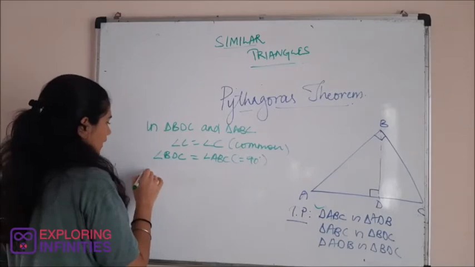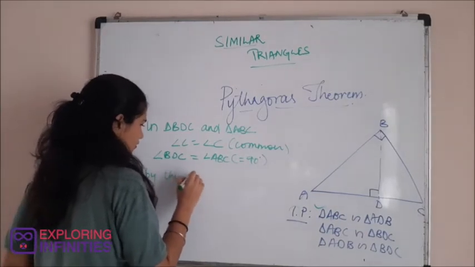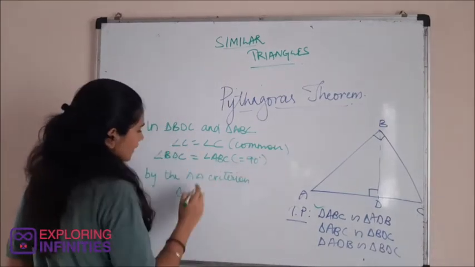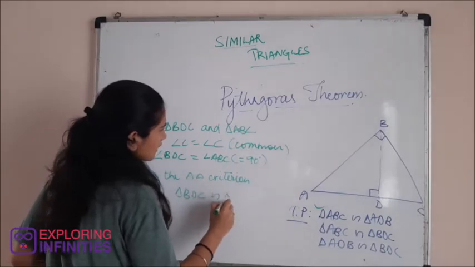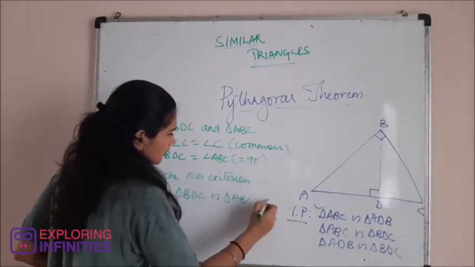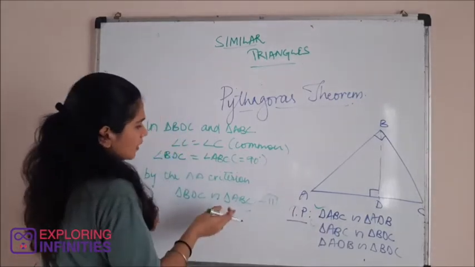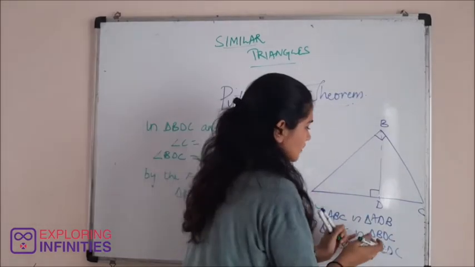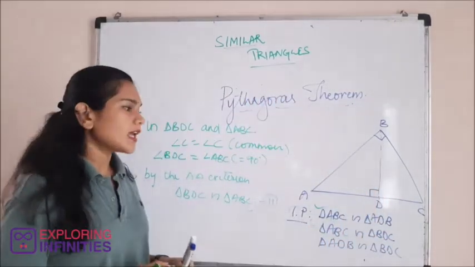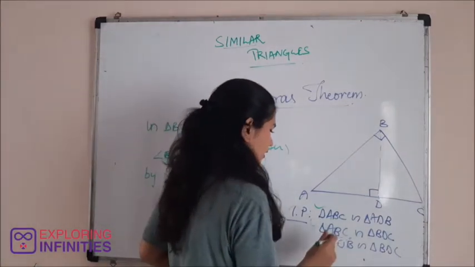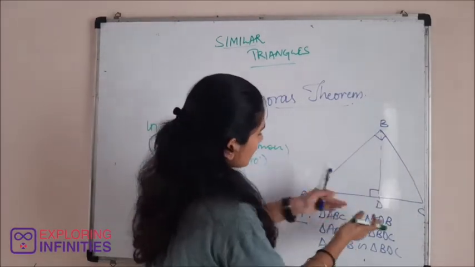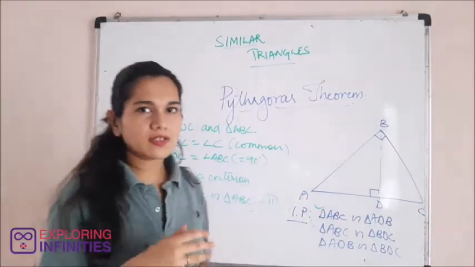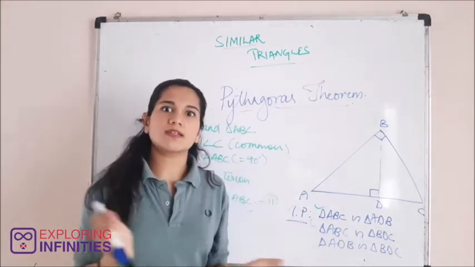So again, by the angle criterion, triangle BDC is similar to triangle ABC. So we can mark this as 2. We have proved the second point also. Now if triangle ADB is similar to triangle ABC, and triangle BDC is also similar to triangle ABC, then we can obviously prove that triangle ADB is similar to triangle BDC. So we have proved this much. I know it doesn't make any sense right now. Why are we proving all the triangles similar to each other?